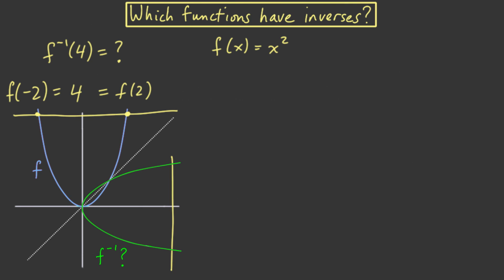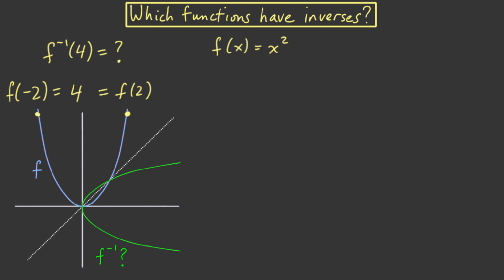So we get what we can call a horizontal line test for determining whether a function has an inverse. If a horizontal line intersects the graph of a function in more than one place, then the function will not have a complete inverse.